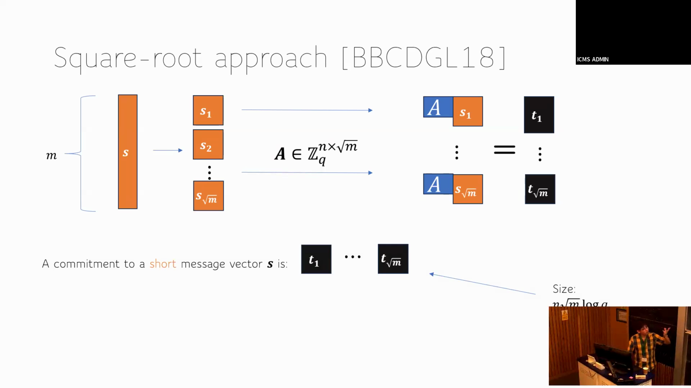So the size is n square root of m log q. It's more or less square root. You mean, do you split up A here? How does A match with the length of S1 now? Yeah, I just pick A to have these dimensions. What is n here? N is the dimension, the height of A, which will determine hardness of SIS.